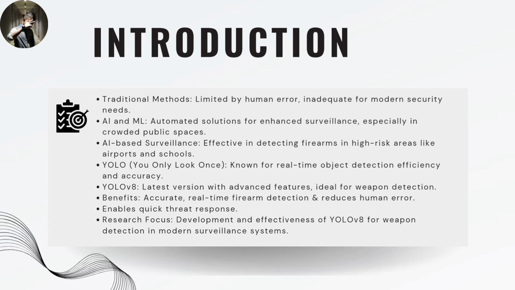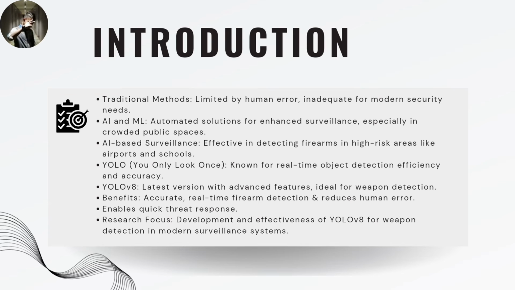shifting from human-operated monitoring to automated solutions with AI and machine learning. Traditional methods are limited by human error and insufficient for modern security needs, especially in crowded public spaces. And AI-based surveillance excels in detecting firearms in places like airports and schools, where traditional detection methods struggle with large data volume.